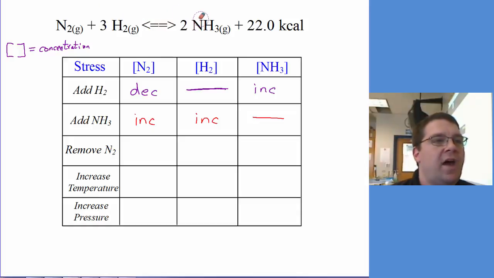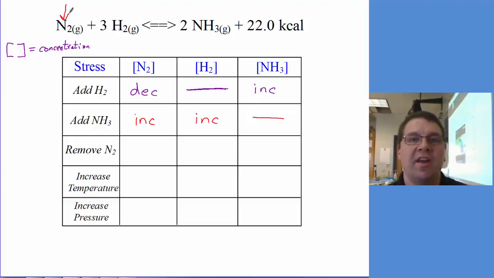If we now think about removing something, stressing the equilibrium by removing it, then what that means is we're creating a deficiency, we're creating a gap. So equilibrium is going to shift to try and reestablish or replenish that missing amount. So removing nitrogen is going to have us shifting the equilibrium, the reaction, to the left to reestablish equilibrium, which means that hydrogen is going to increase and the ammonia will decrease because it's being used up.